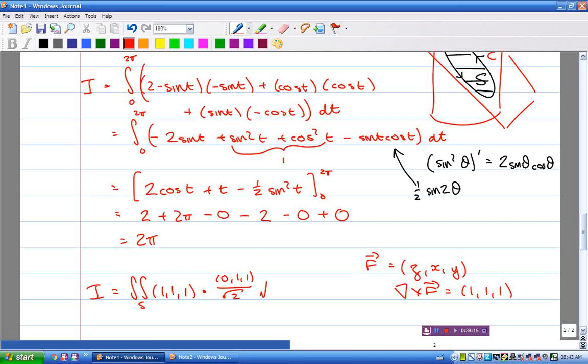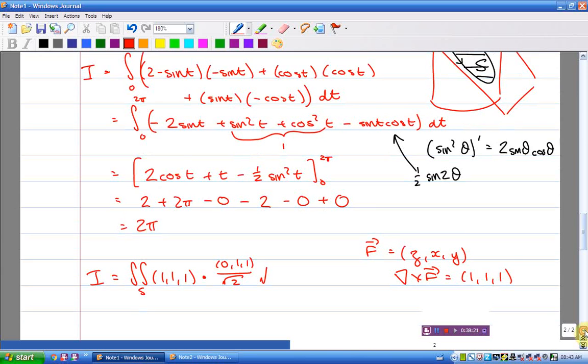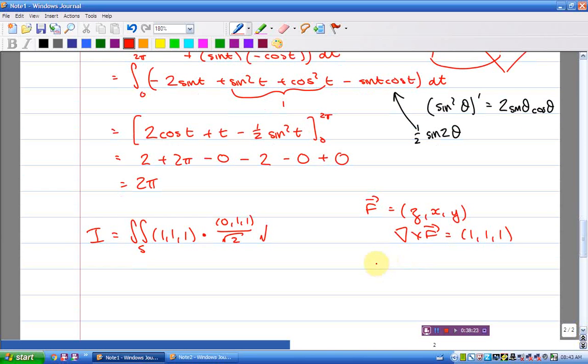Yes, question? Please could you just go over how you got 0, 1, 1 and root 2? So my surface is a piece of the plane y plus z equals 2, which has a normal of 0, 1, 1. You can just read that off the plane equation. And then, of course, you've got to divide by the square root of 1 plus 1 to turn it into a unit normal. Okay, yeah, I did rush over that.